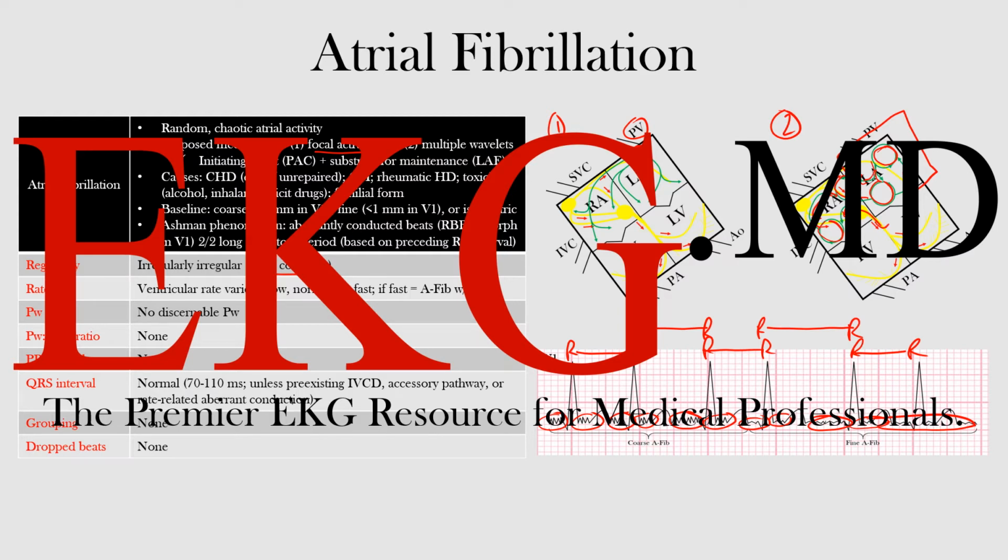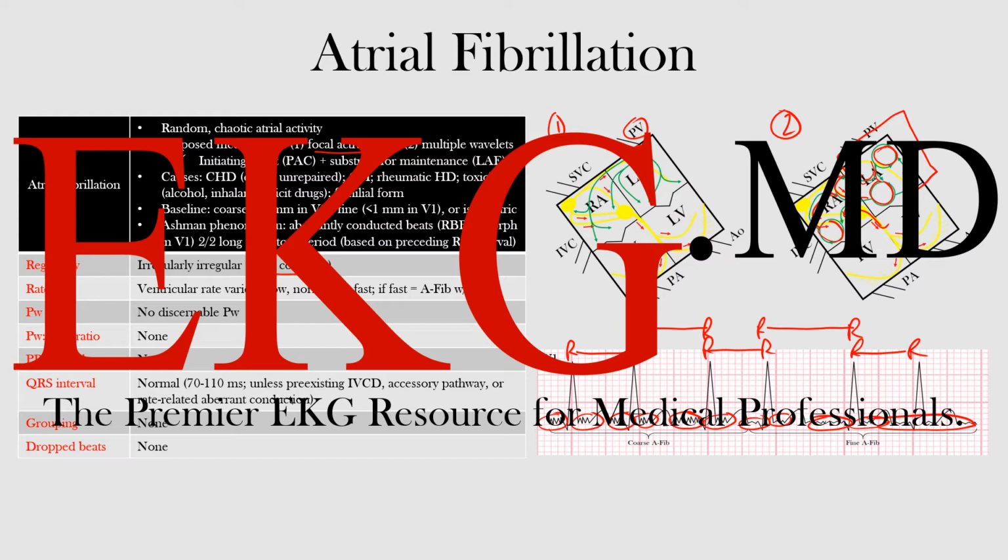Now, if the ventricular response is fast, we call it atrial fibrillation with rapid ventricular response, or simply AFib with RVR. Intraventricular conduction is typically normal, and we will see narrow QRS complexes when present, unless there's some pre-existing intraventricular conduction delay, such as with complete bundle branch block, an accessory pathway, or rate-related aberrant conduction.